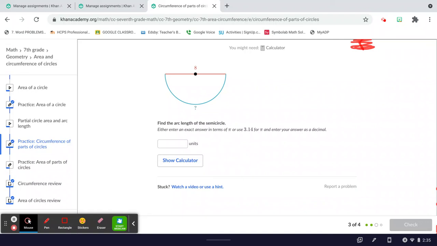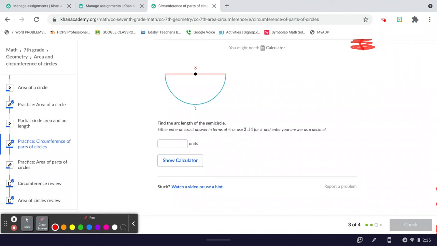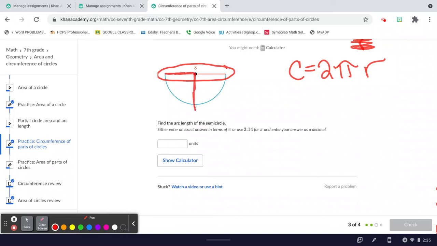On this one, we have another semicircle, which is half of a circle. Same formula. C is equal to 2 times pi times r. My diameter that they give me here is all the way across. I don't want the diameter. I want half of it, which is my radius. I only want to know about what this little piece over here is. If the whole thing is 8, I know that half of it has to be 4. So my radius is 4.